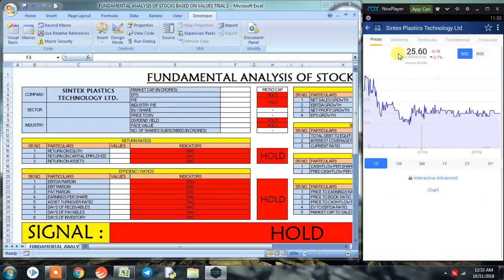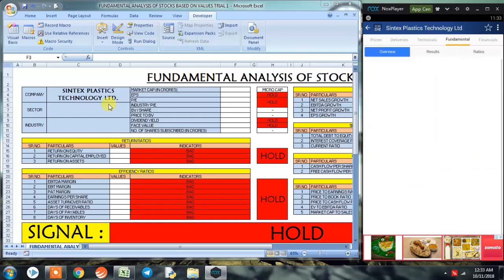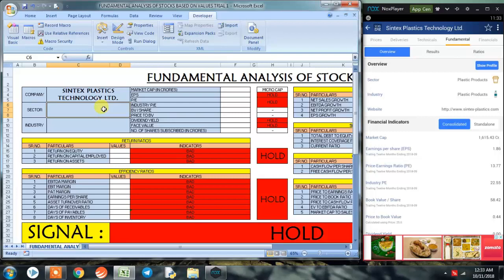The last traded price of SINTEX PLASTICS TECHNOLOGY LTD was 25.60 rupees on 9th of November 2018. Now let's go to the fundamental tab and understand about the sector, industry and the company. Sector is plastic products. Industry is plastic products. Let's understand about the company.